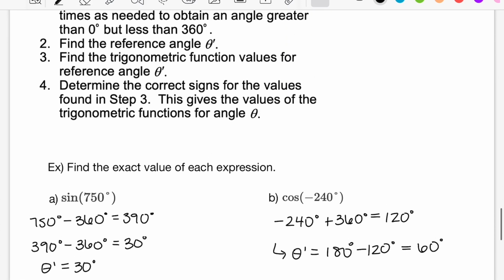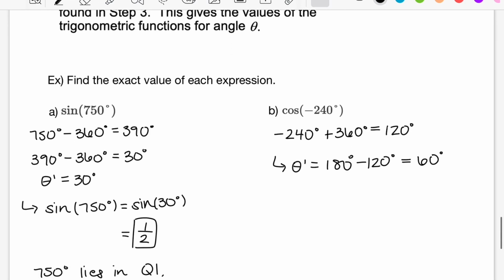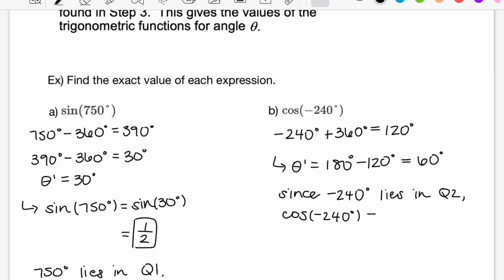Now, I'm skipping step 3 for a moment to find the trig function values for this reference angle because we want to determine the correct signs for the values. And we know that negative 240 degrees is going to lie in quadrant 2. This tells us that all of our x values are going to be negative. So cosine of theta is negative.